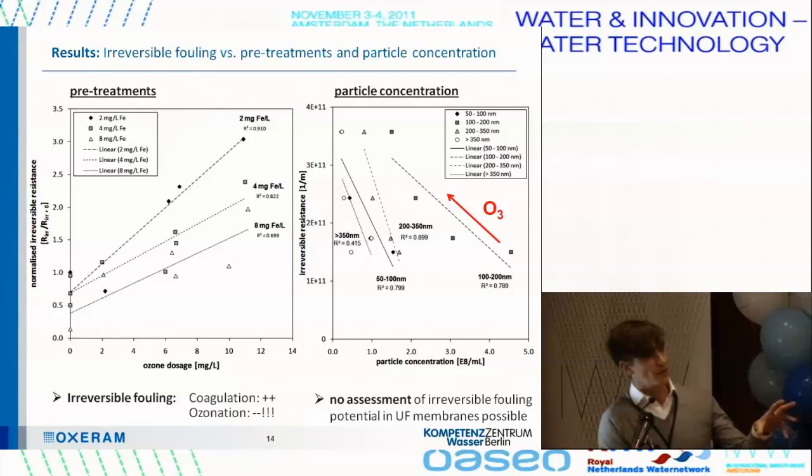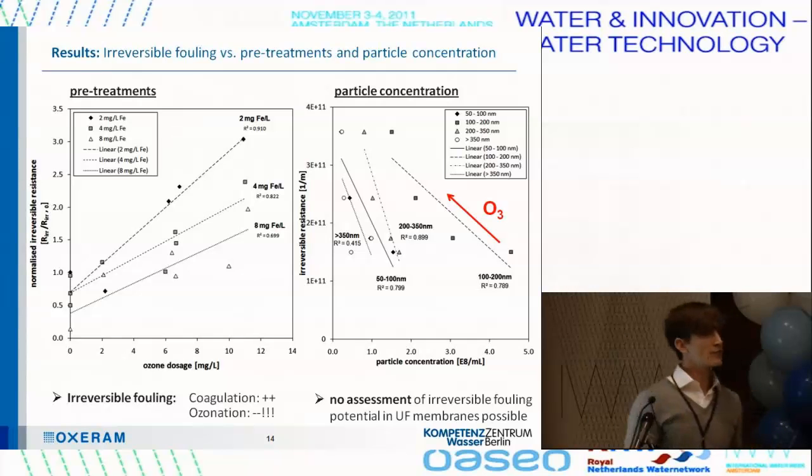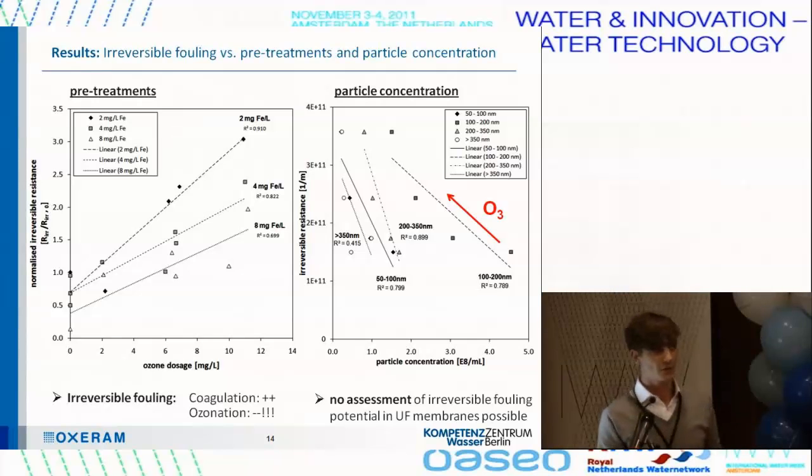And if you look here at the particle concentration, you can see that it's very difficult to understand, but the conclusion is that we can't make an assessment of the irreversible fouling resistance with our analytical technique, because the limit of detection is bigger than the smallest pores of the UF membranes, and so we can't detect these effects which occur in these ranges.